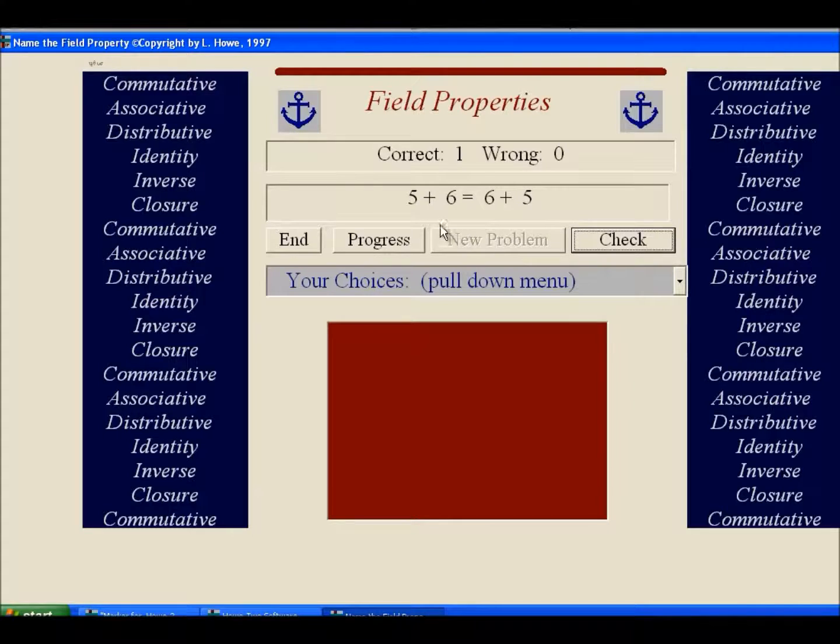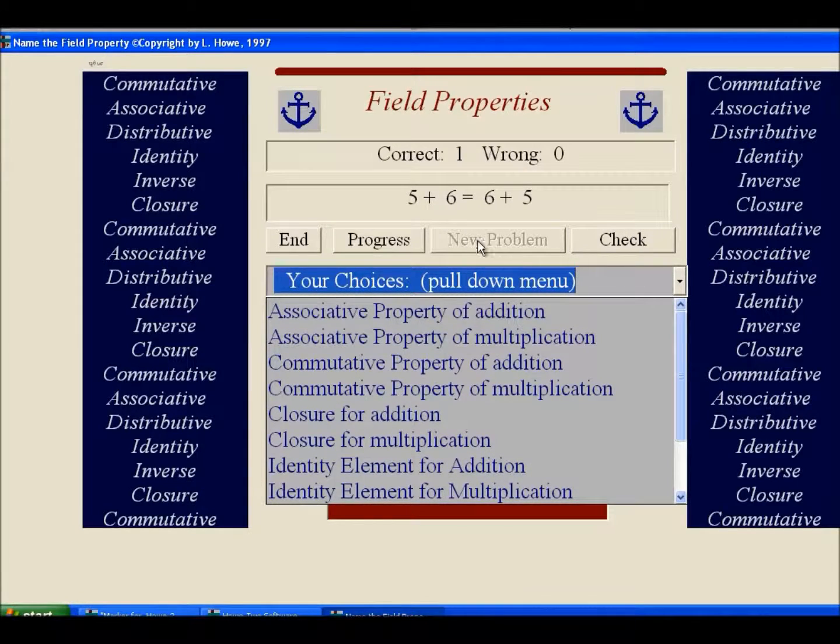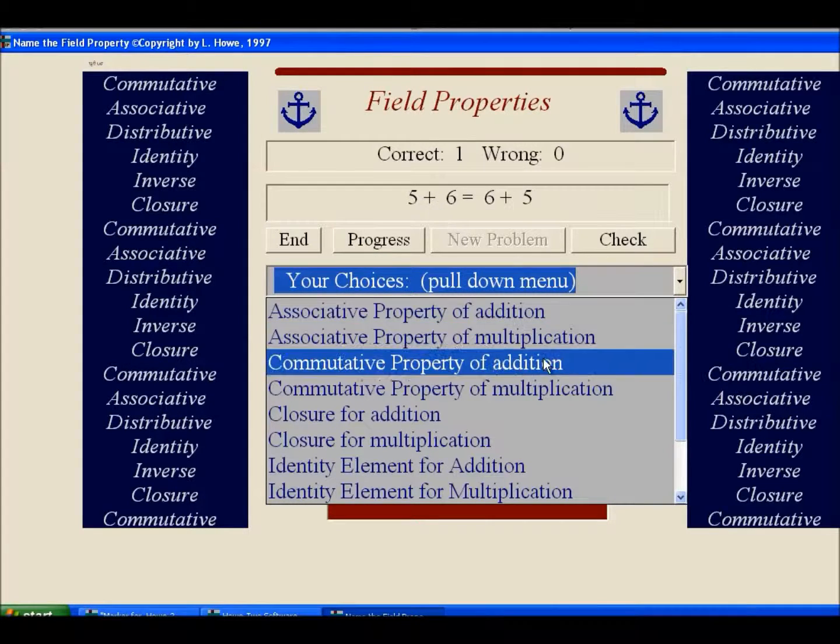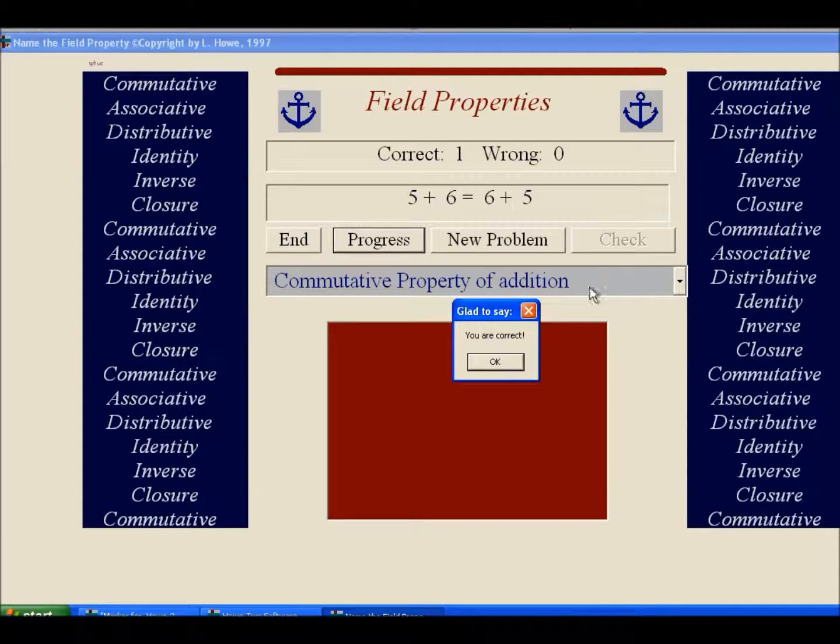New problem. 5 plus 6 equals 6 plus 5. You believe it. You've recognized that property. What this means is it doesn't matter whether you say 5 plus 6 or 6 plus 5. You can go back and forth on these numbers. If you've learned 5 plus 6, you've learned 6 plus 5. This is an example of the commutative property for addition. Check. We win.